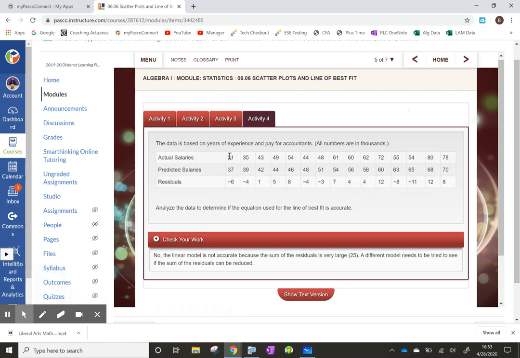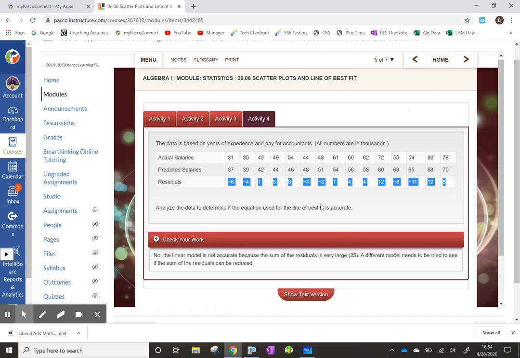So remember, the residuals are just taking the actual salaries and subtracting the predicted ones. So 31 minus 37 was -6. 35 minus 39 was -4, right? You get these residuals. So what you should do is you add up all the residual numbers together. So -6 plus -4 plus 1 plus 5 plus 8 minus 4 minus 3 plus 7 plus 4 plus 4 plus 12 minus 8 minus 11, right? You add up all those numbers together. And when you do, all these numbers add up to being 25.